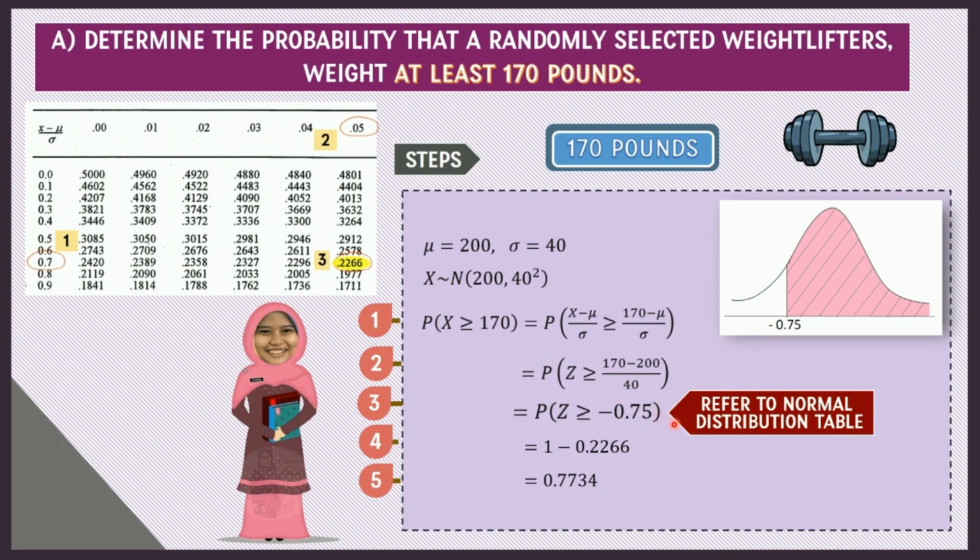After we get the value of z, we need to refer to the normal distribution table. For your information, the value for negative z is equal to the value for z. So how do we use the normal distribution table? Let me show you step by step.